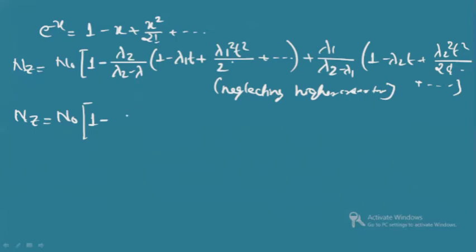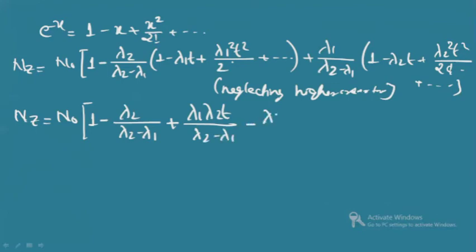It will give you lambda 2 divided by lambda 2 minus lambda 1. Alright. The second term will give you what? The second term, when you do this, this is lambda 2, this is lambda 1. You will get minus a is plus lambda 1 lambda 2 t divided by what? Lambda 2 minus lambda 1. The third term will be minus, yes or no? It will be lambda 1 square lambda 2 t square divided by 2 lambda 2 minus lambda 1.